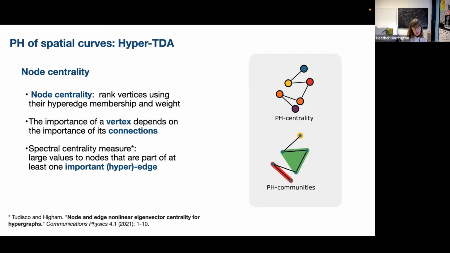Then we wanted to further analyze this hyperTDA pipeline, and the first thing we do is look at what's called node centrality. This is the ranking of the vertices using the hyperedge membership and the persistence weight. The importance of a vertex depends on the importance of its connections, and that's the idea. There's something called eigenvector node centrality, and that's what we used, and I've included the reference here. You can see it's 2021, so it's a very recent centrality.